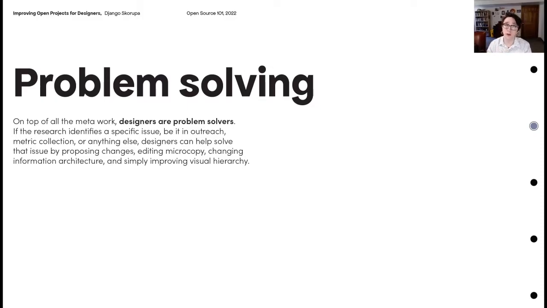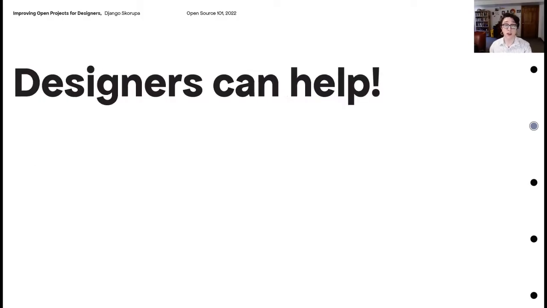Because in short, design is problem solving. On top of all of our meta work, all of our design systems work, designers are problem solvers. If we identify a specific issue, whether it be outreach, metric collection, or anything else really, we can solve that issue. We can propose specific changes. We can edit microcopy. We can change information architecture and improve visual hierarchy. All of these things solve specific problems that arise when we analyze our design systems. The same thing can be done for open source projects. In short, we can help.